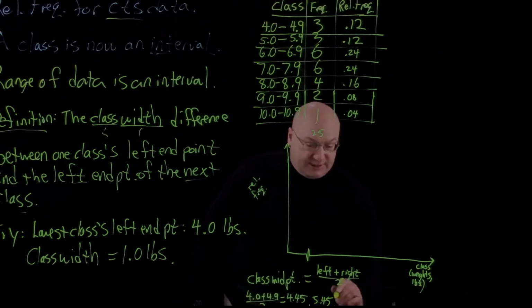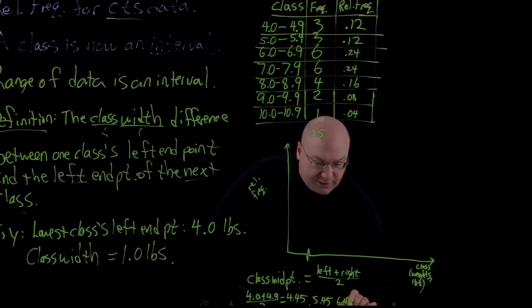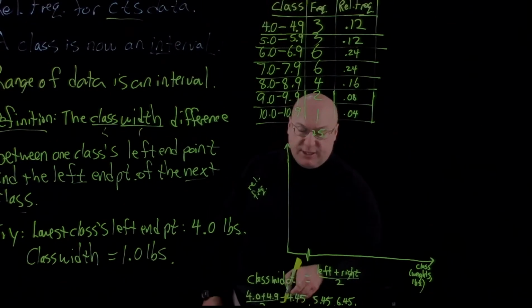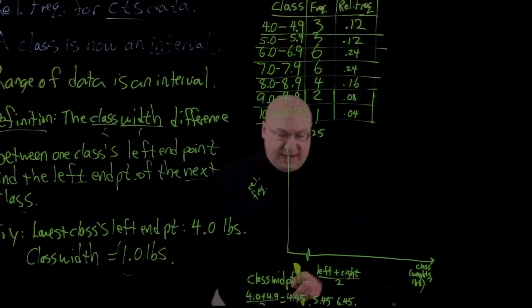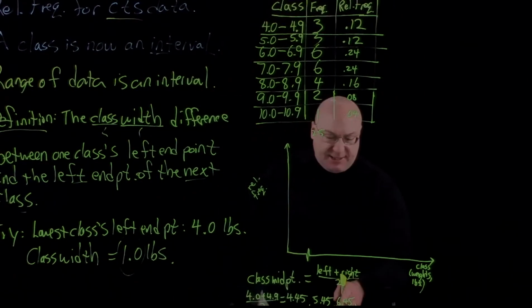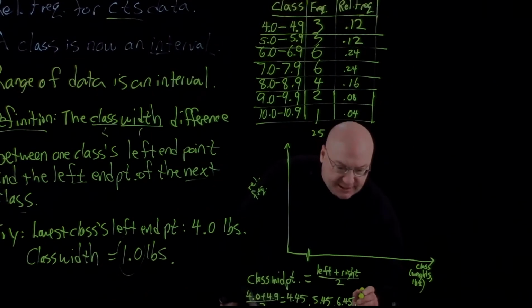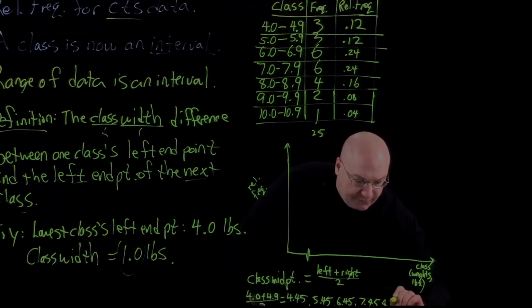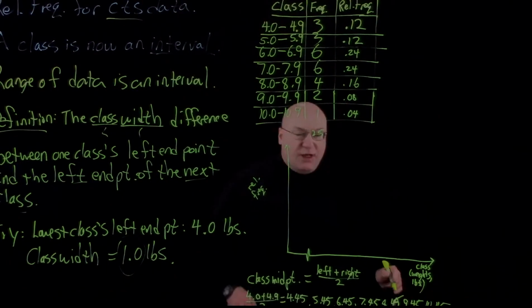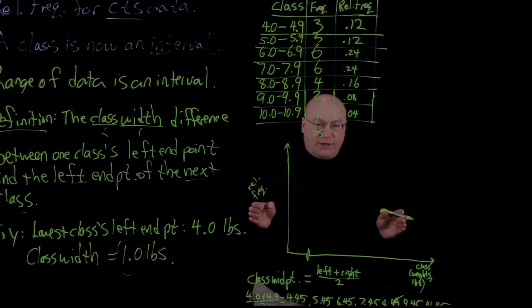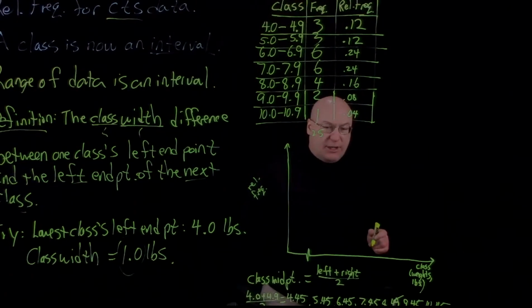The next one, I'll get 6.45, and now here's something you can notice. Once you get the first class midpoint, I can just take the class width and add it to get the next one. Add it to get the next one. So I got 7.45, 8.45, 9.45, and 10.45. Those are the marks I'm going to put on my horizontal axis.